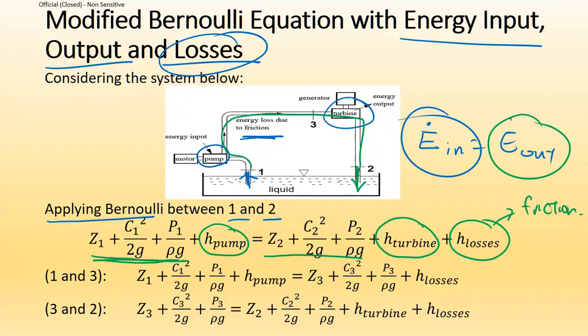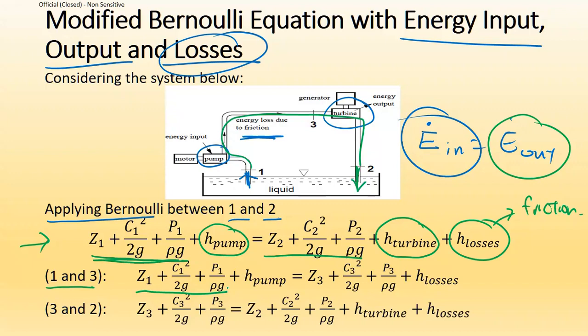Alright, so this will be the modified Bernoulli equation with complete energy input, output, and losses. Just like the continuity equation, we can choose the position where we apply the Bernoulli equation. It doesn't have to be for the entire system because certain parameters of the system might be unknown. So let's say I only apply between 1 and 3.